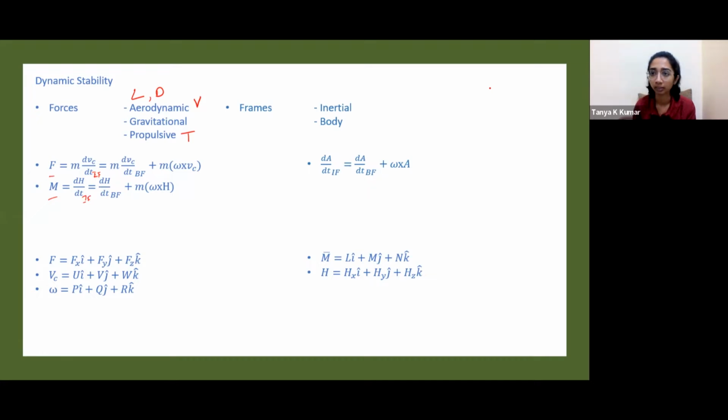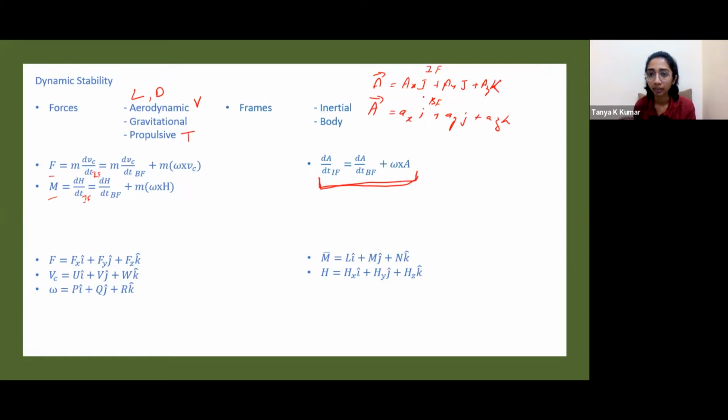A vector is written as AxI + AyJ + AzK, where capital I, J, K are in the inertial frame. So this is the inertial frame. Then you define the same vector in the body frame as axi + ayj + azk, where small i, j, k are body frame unit vectors. Now you differentiate the same vector first in the inertial frame and then in the body frame. When you differentiate that, you get this relation.